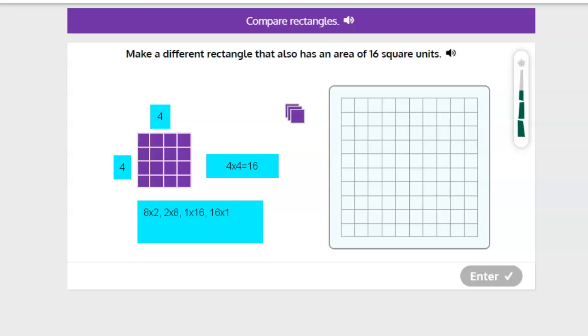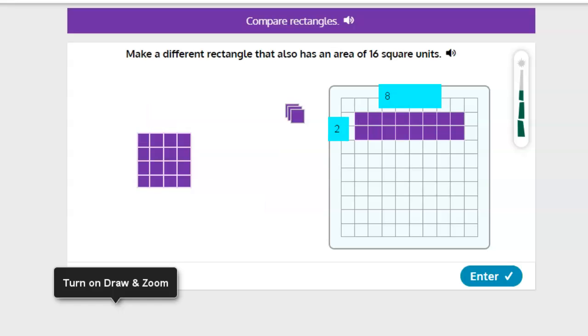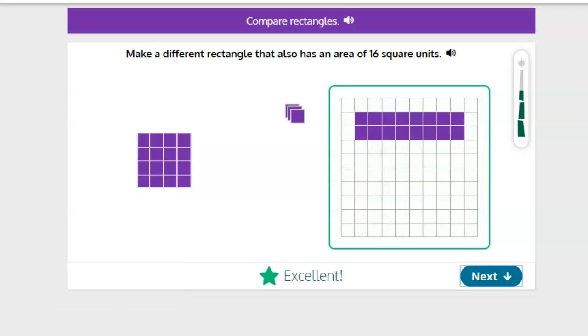So let's choose one so that we can make a different rectangle that also has an area of 16 square units. Let's try a rectangle that has 2 rows with 8 in each. Here's our new rectangle. It has 2 rows with 8 squares in each row. And if we count up each square unit, we'll know that this rectangle has how many square units? Right, 16 square units. Excellent work.